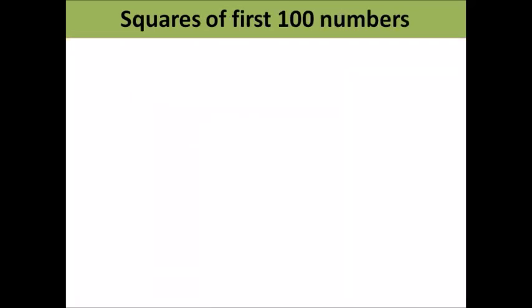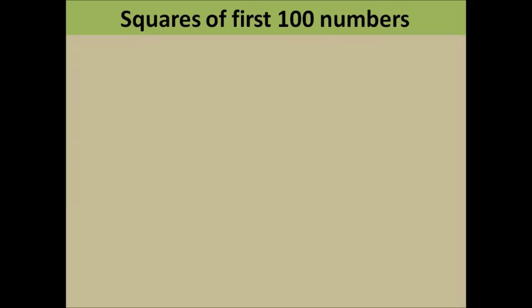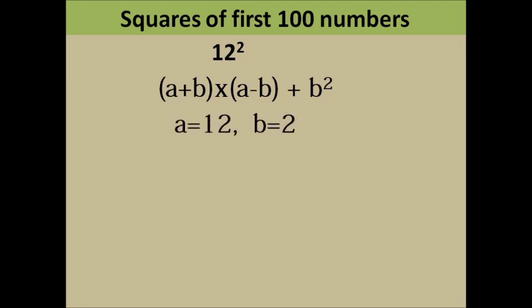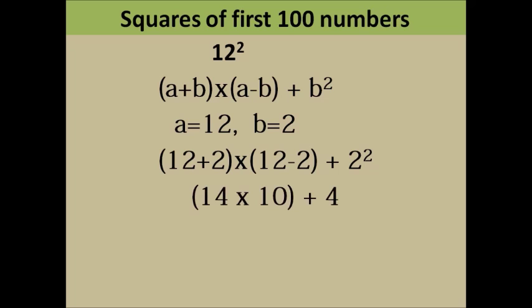For these 64 numbers you will use this formula. Suppose, for example, we have to find the square of 12. You will use a general formula that you can apply for any number, that is (a plus b) into (a minus b) plus b square. This is a very simple formula and the method is also very simple. In this case a is your whole number 12 and b is your last digit 2. So you do 12 plus 2 into 12 minus 2 plus 2 square. So 12 plus 2 is 14 into 12 minus 2 is 10, 140 plus 4, 144. So that's the square of 12.